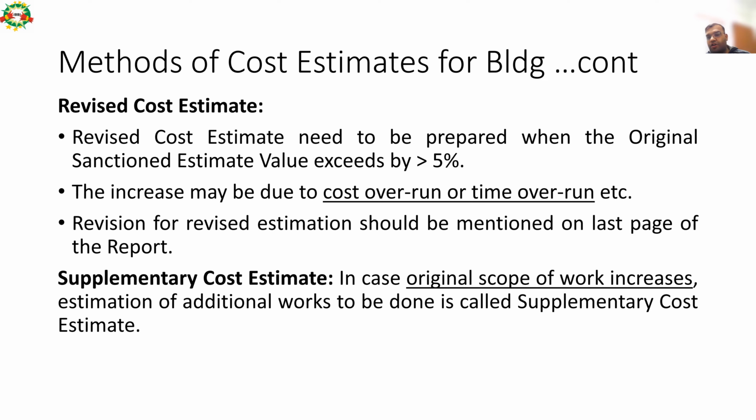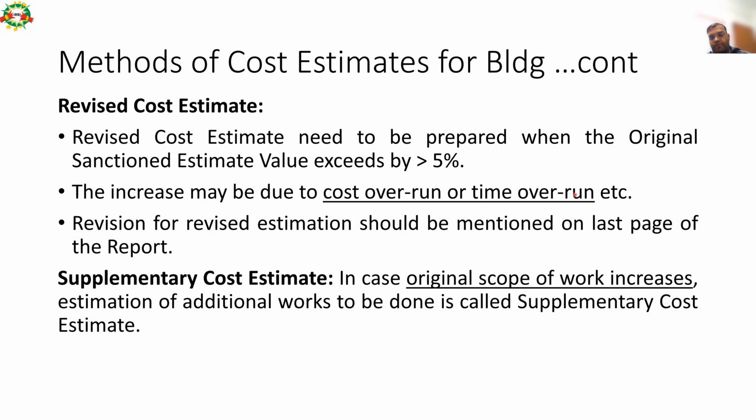Next method is revised cost estimate. A revised cost estimate needs to be prepared when the original sanctioned estimate value is exceeded by 5%. This is an important term. A question may come out of it. So in case the original cost estimate increases because of cost overrun, say more than 5%, then we need to revise the estimate, and the revised estimate is called the revised cost estimate. The increase may be due to cost overrun or time overrun. So the key terms are, the increase may be due to cost overrun or time overrun, right?